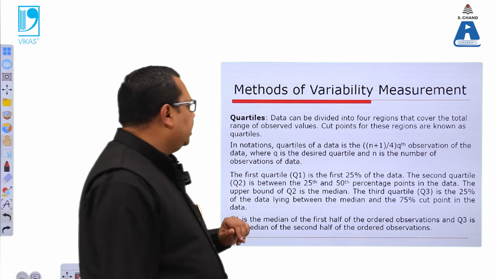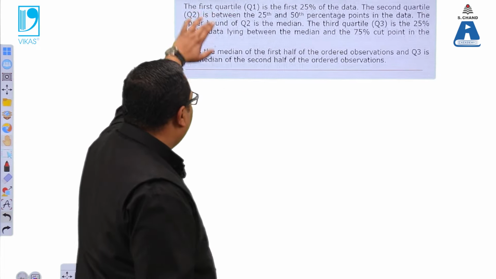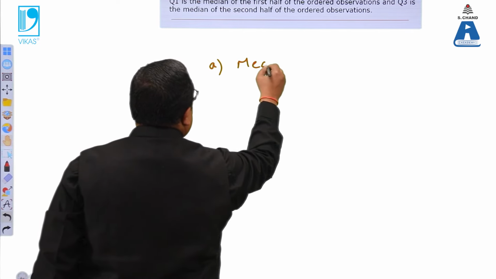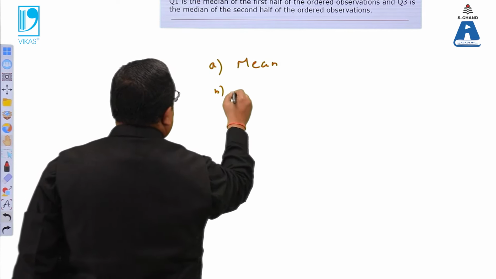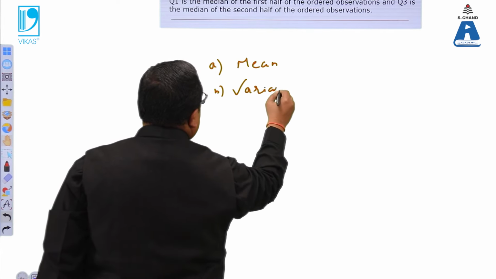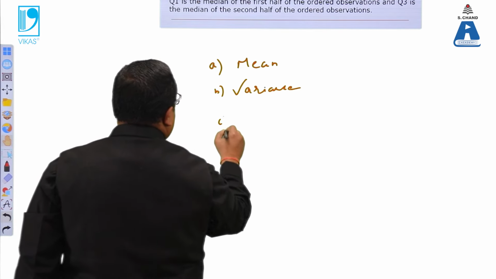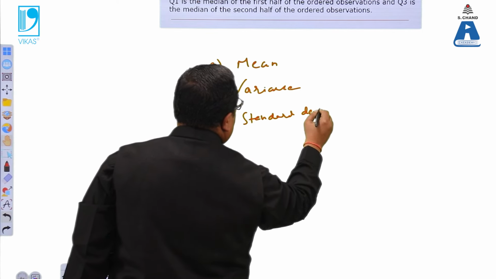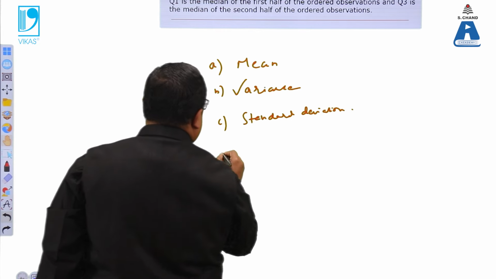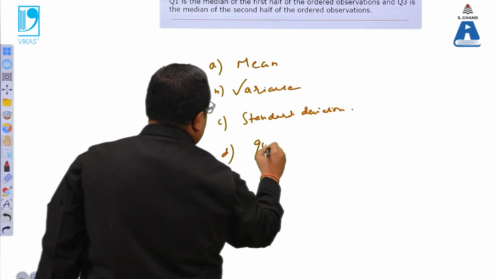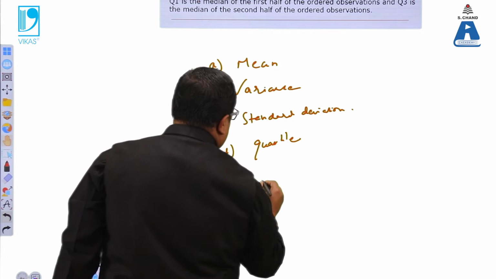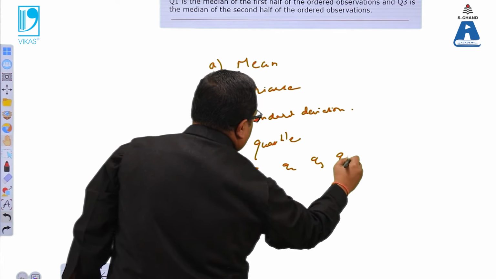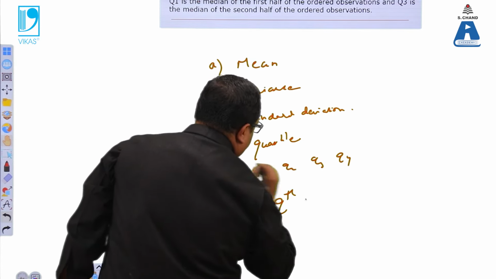As we proceed further, we can see how the data can be broken and then calculated. In this video, we focus on the calculation of the mean. We'll calculate the variance. We'll calculate the standard deviation. We'll calculate the quartile. In the quartile, we will learn the formula. We learn Q1, Q2, Q3, and then how to calculate the qth value.